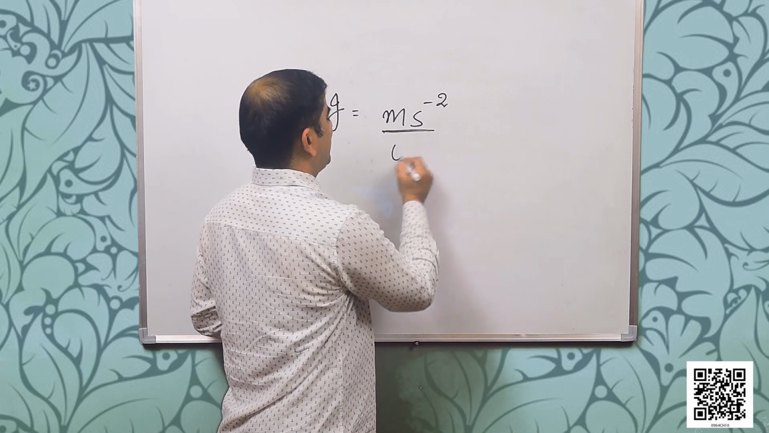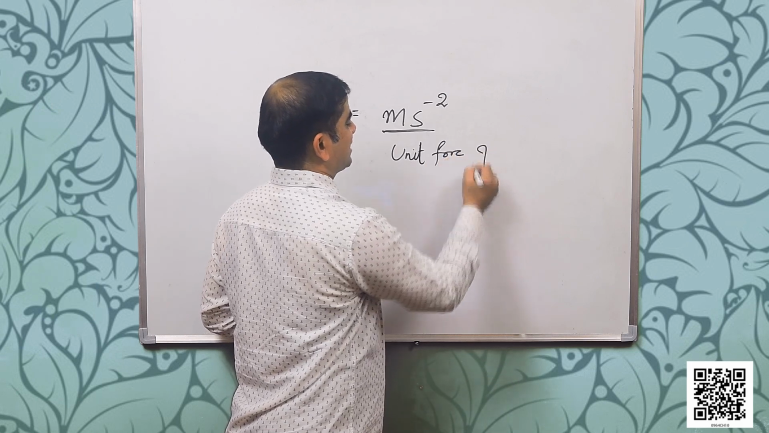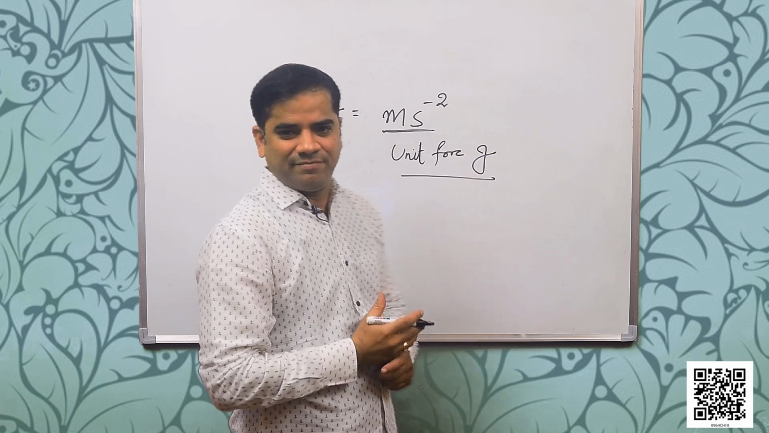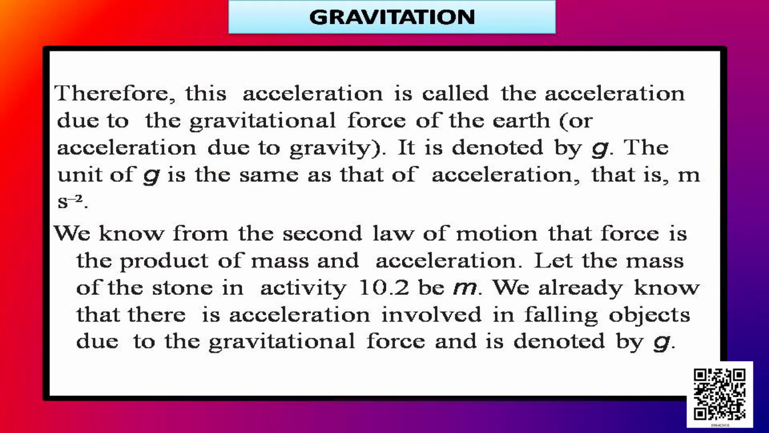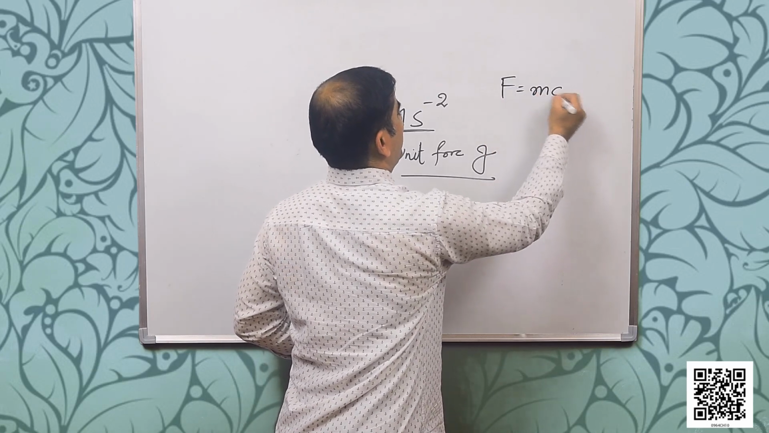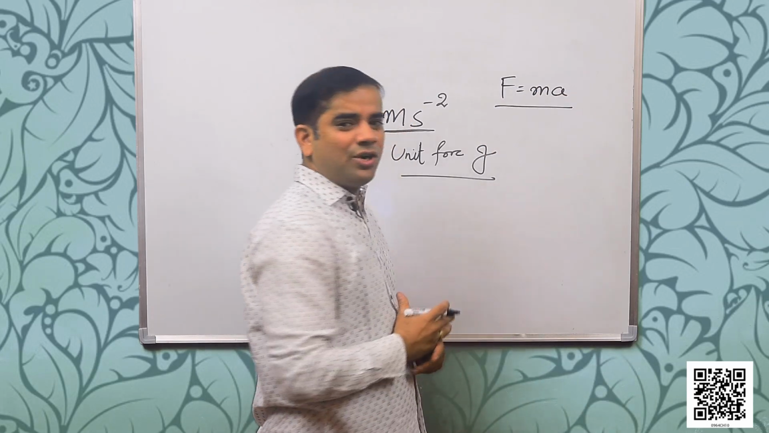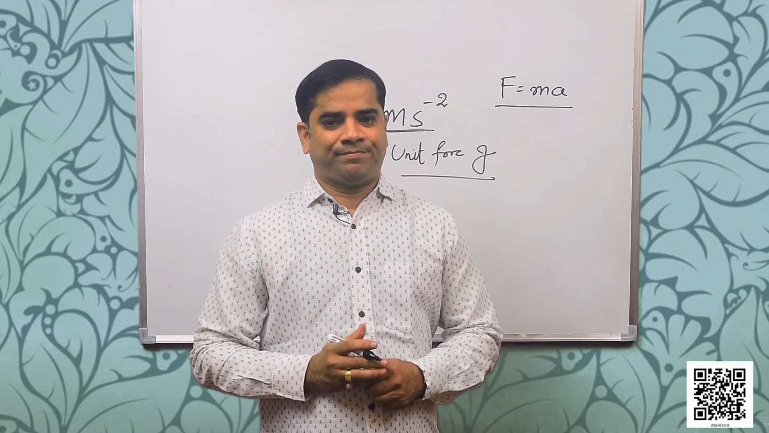This is the unit for acceleration due to gravity. It is the same as the unit of acceleration. We know from the second law of motion that force is the product of mass and acceleration, that is F is equal to ma. This is according to Newton's second law of motion.